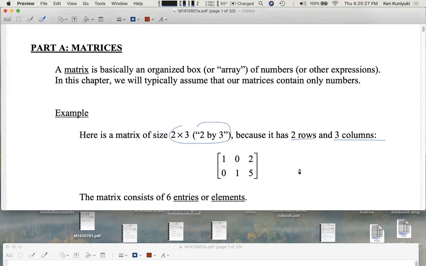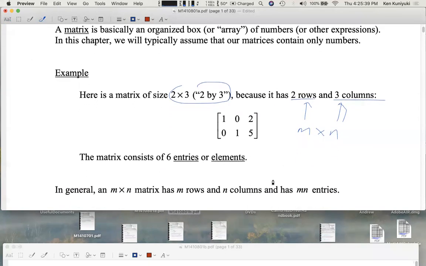In general, we say that a matrix is m by n, where m is the number of rows and n is the number of columns. We never switch these. And such a matrix would have mn entries. So for example, a 5 by 10 matrix would have 50 entries. That's something you probably won't have to write out in a math class, but a math problem could hint at it, and you might use some general notation.